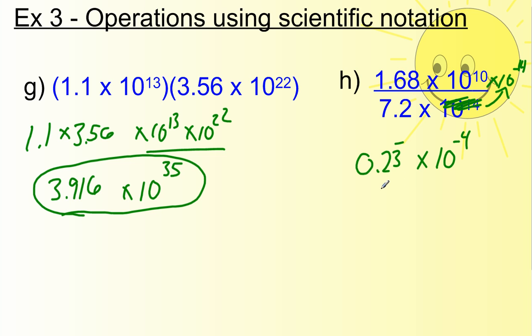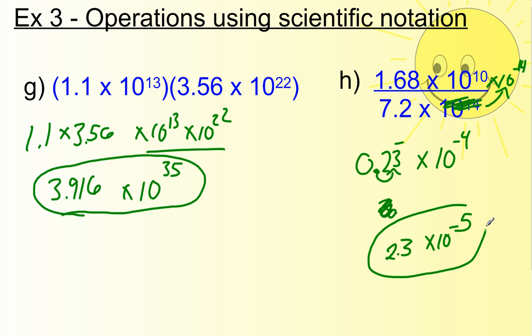Alright, since this number is less than 1, it's a small number, my exponent is going to have to get smaller by 1 place so I can turn this into scientific notation. So, 2.3 times 10 to the negative 5th. And checking this number out, it is now in scientific notation, and we are done.